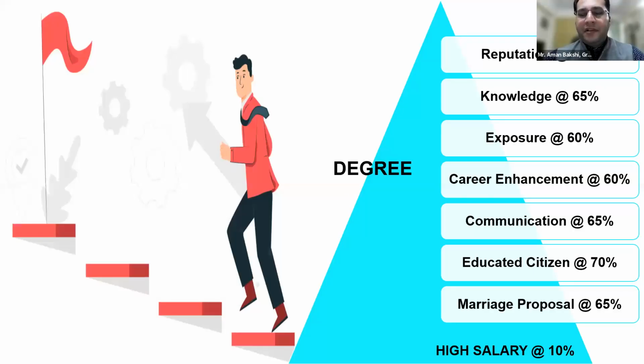Of course, after doing the program, the students will be getting the degree. But by that degree, students will get the reputation, of course, but it will be like 60%, 70% knowledge. Yes, 60, 70%. Exposure, career enhancement, communication sector. Yes, educated citizen to be called, marriage proposals to be there after the degree. But if we talk about the salary, it will be similar to what people are getting right now, that is 30 to 40,000 rupees a month.